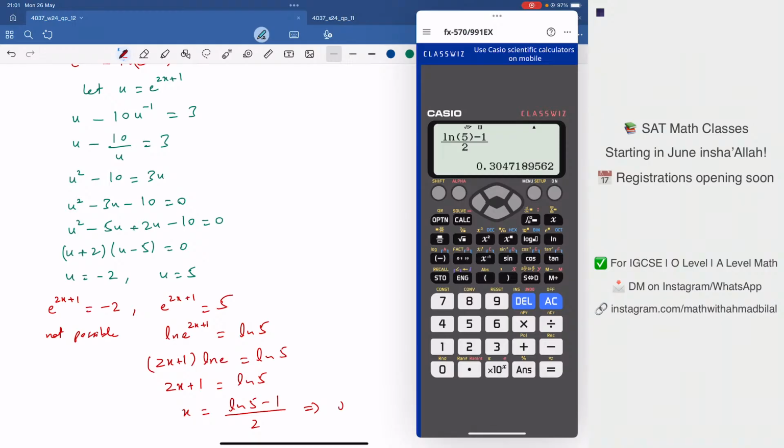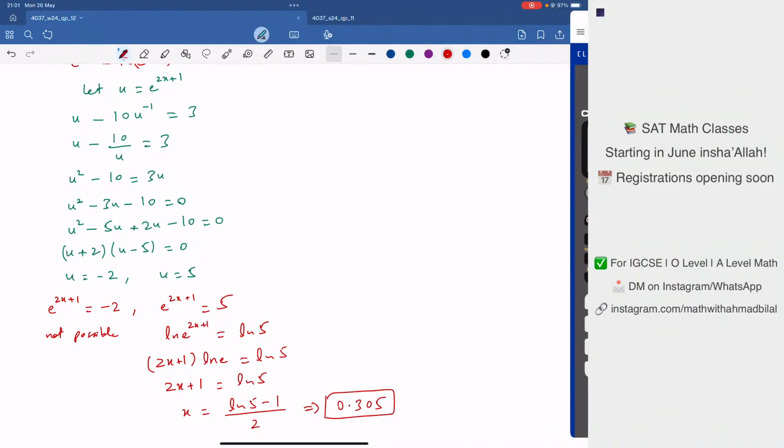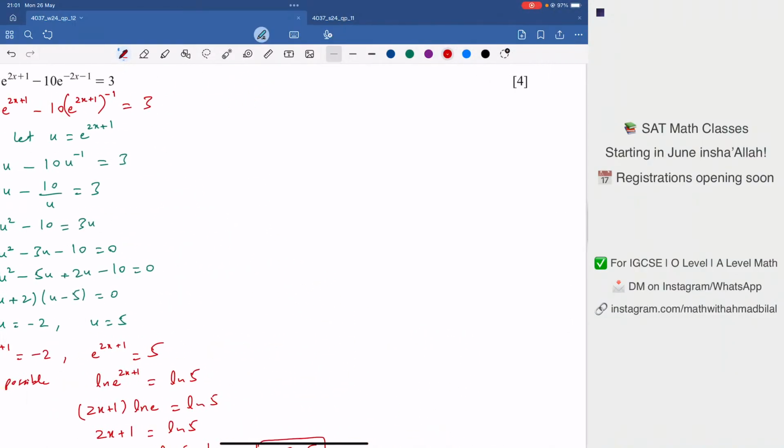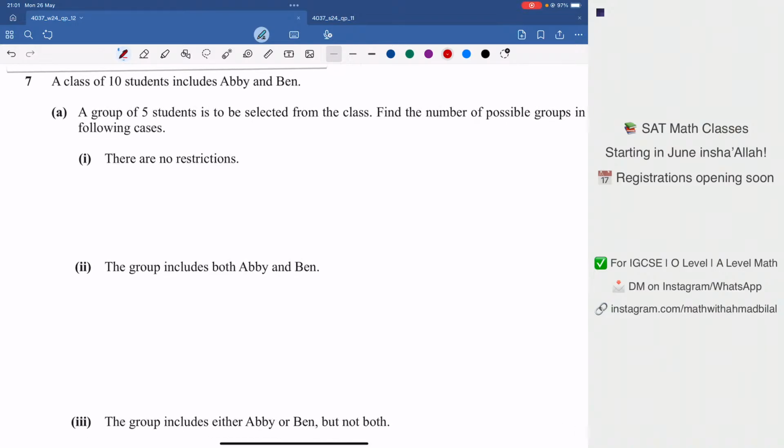0.3047. In your final answer, you write down the answers to three significant figures. So that becomes 0.305. And that's your final solution. Okay, that's it. That was the final answer. Let's move on now. This is another one.